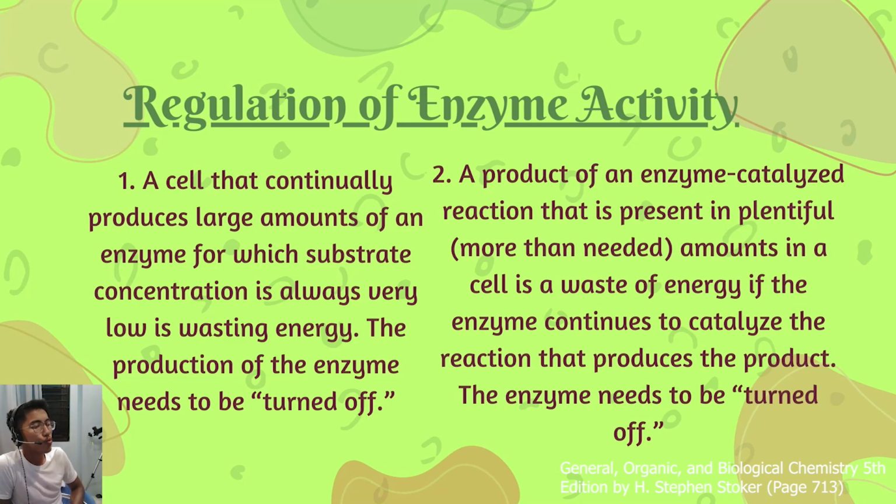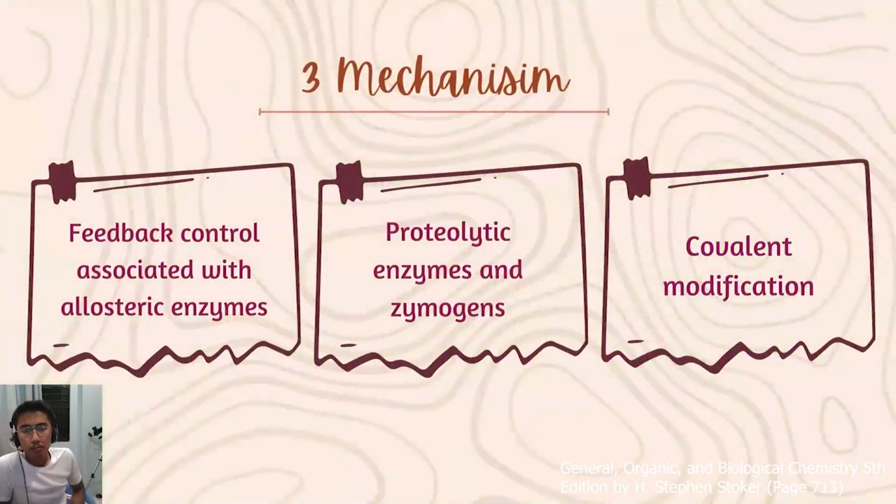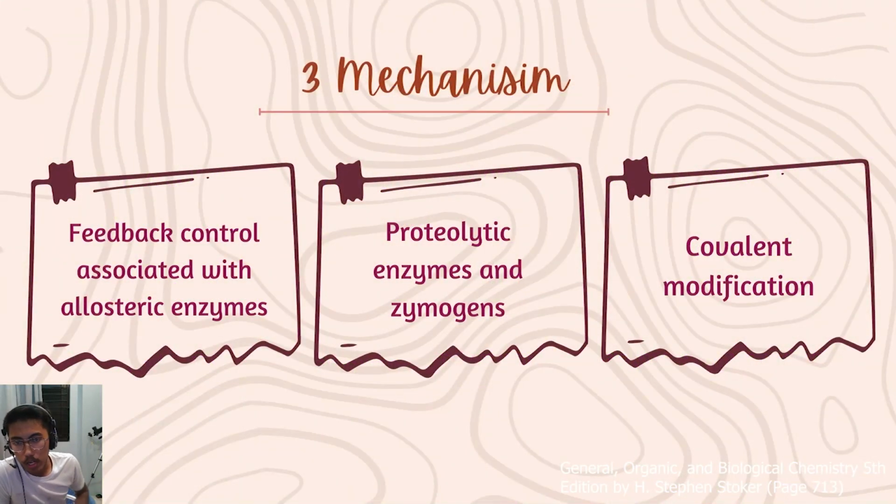Now, how do we turn them off? Besides what I have just mentioned earlier, inhibition, there are three mechanisms. Number one is the feedback control with allosteric enzymes. Allosteric enzymes is just a very fancy word to describe something simple. Allosteric enzymes are enzymes that have an active site and another site for inhibition. So that's literally just it. Two binding sites, one for the substrate and the other one for regulation.